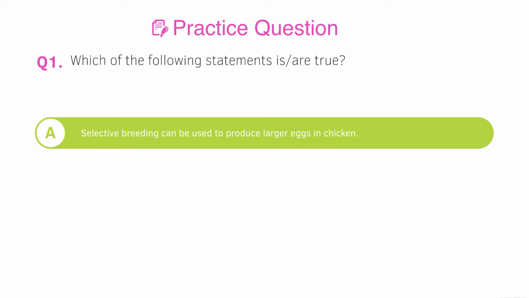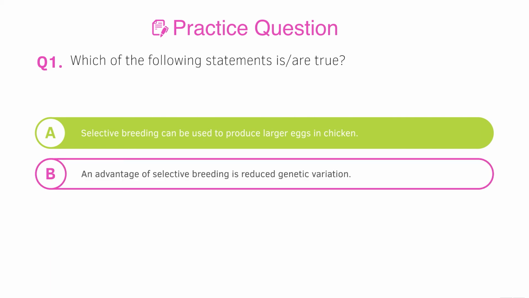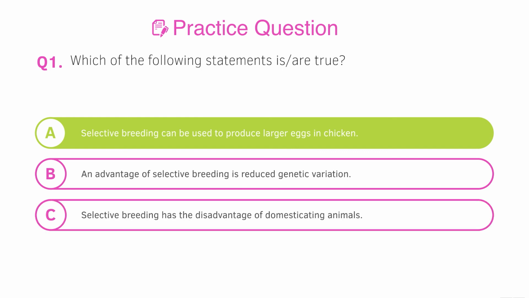Okie dokie. So A is true. We know that selective breeding can be used to select for advantageous characteristics. Here it's producing larger eggs, which might be more attractive to the consumer. B, an advantage of selective breeding is reduced genetic variation. Absolutely false. We know that that is a disadvantage of selective breeding, reduced genetic variation, and this can actually lead to a whole species being wiped out if a disease attacks the population.